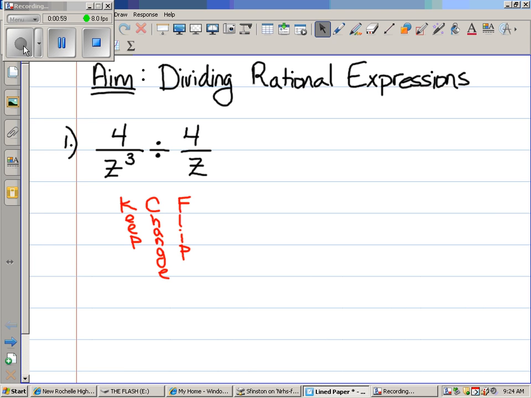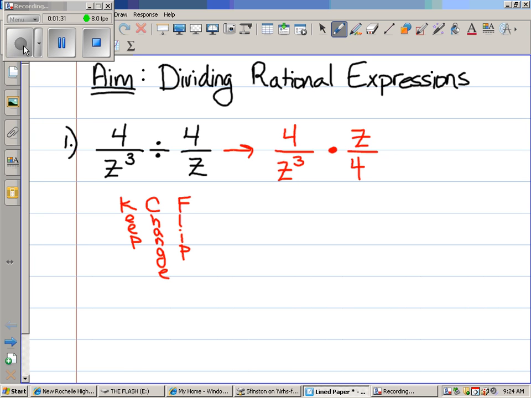Chill. Okay, so what do I mean by this? The only difference between multiplication and division problems is the first initial step: you keep the first fraction, you change the sign to multiplication, and you flip the second. That's it. Otherwise, it's all the same. Keep, change, flip.